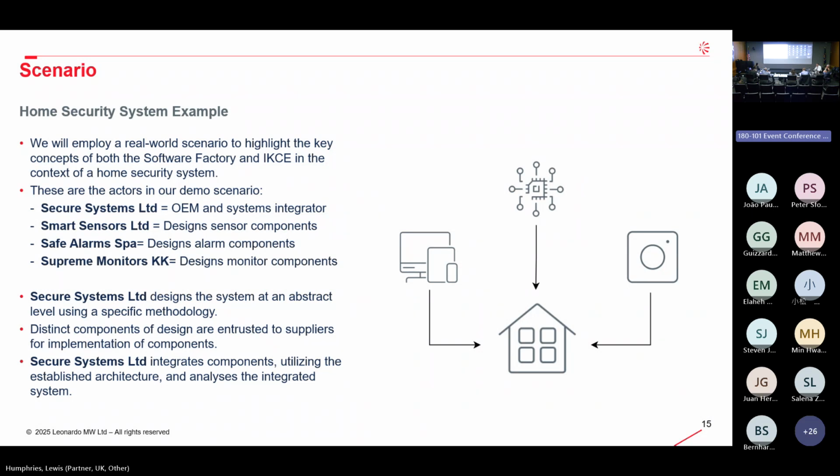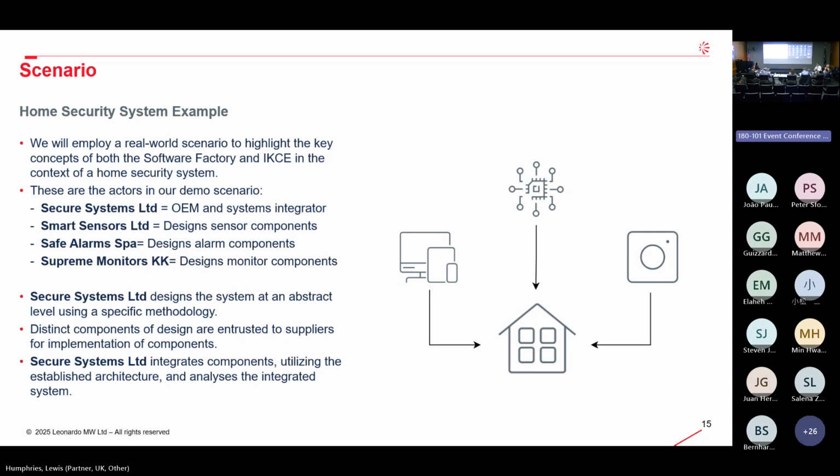Those 3 actors design the sensor components, alarm components, and monitor components, respectively. So for anyone who isn't familiar with this, I'll give a brief overview of the scenario. First you have secure systems that would design these home security systems architecture at an abstract level, making use of a specific methodology. That would then get passed to the three component actors who would then implement a design of their component that conforms to that abstract architecture.